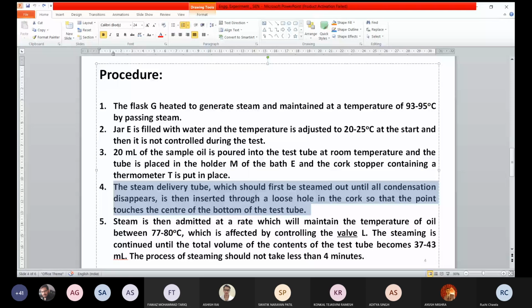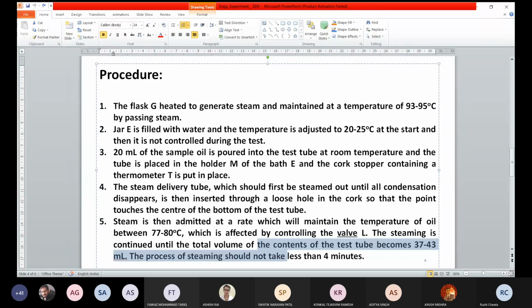Then steam will be allowed to enter the oil by maintaining the temperature of oil at 77 to 80. This will be done by controlling the valve, meaning you can control the temperature with the help of a valve. But this is also not done in the experiment that you are supposed to perform in the laboratory. And you will go on adding the steam till the contents of the tube become 37 to 43 ml. That is almost double. Till the contents become almost double.